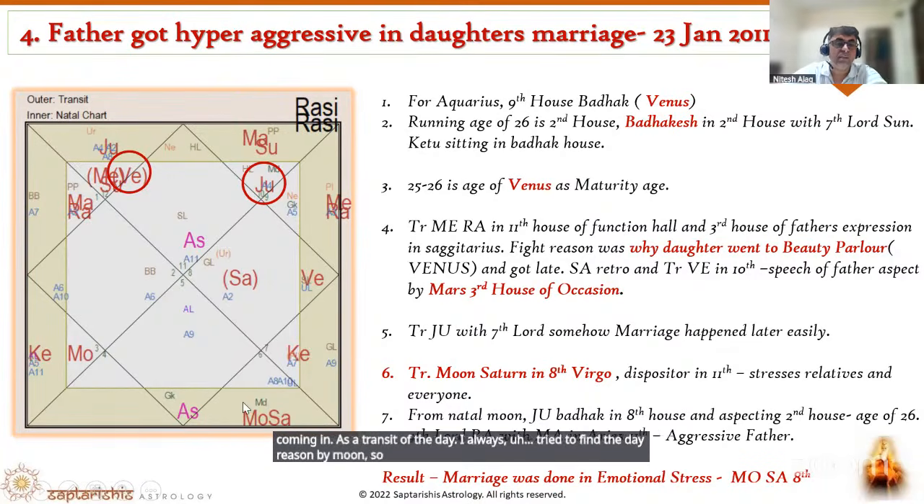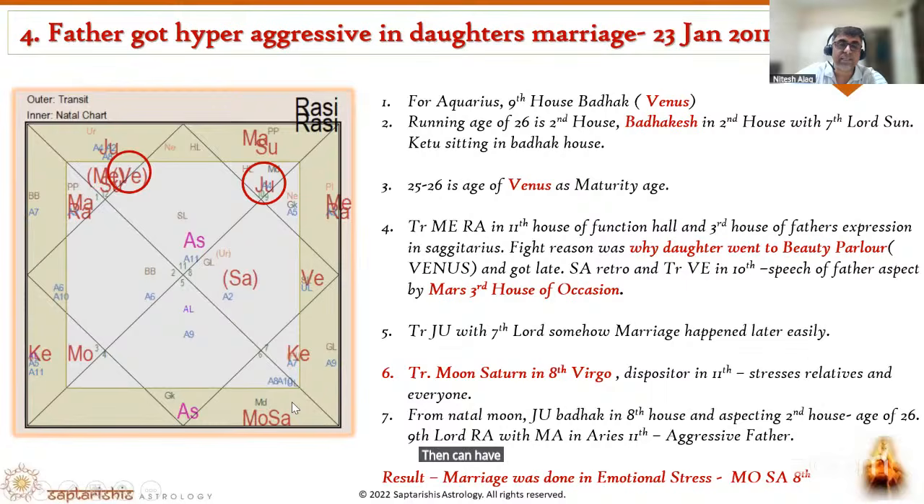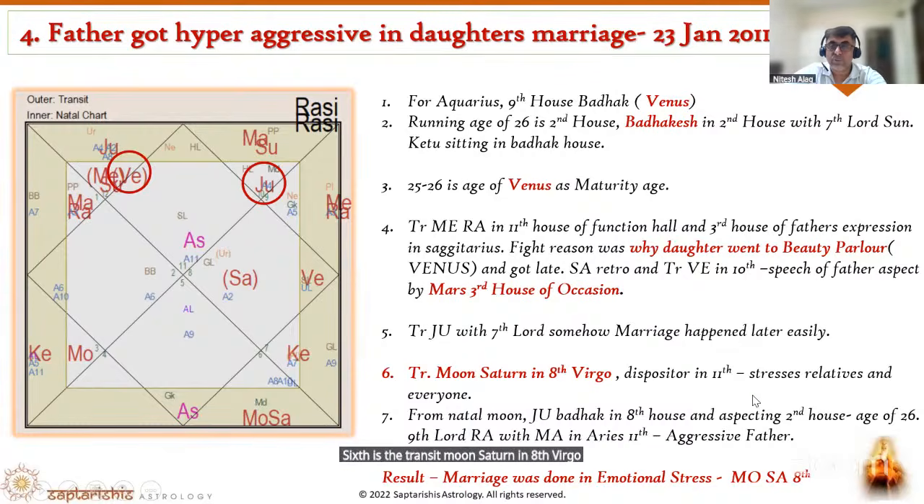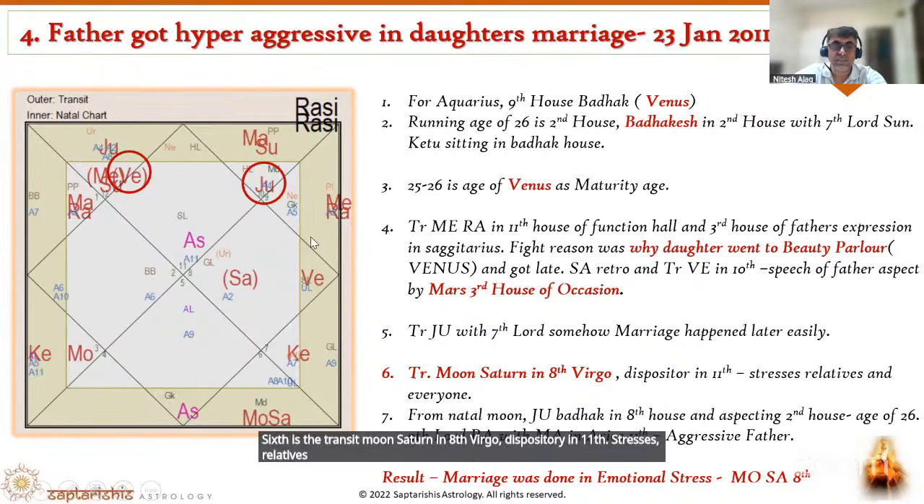So here, the Moon and Saturn, you can see that on the day of marriage, if in any case you see that this is coming in the 8th house, suppose at a particular time for dinner, then the dinner may have a problem. If it comes at the time of Baraat, then it can have a problem. Some stress can happen. The Moon Saturn, this complete day Moon Saturn will be there, right? Sixth is the transit Moon Saturn in eighth Virgo, dispositor in 11th. Stresses due to relatives and everyone. Everyone was stressed due to this aggression.